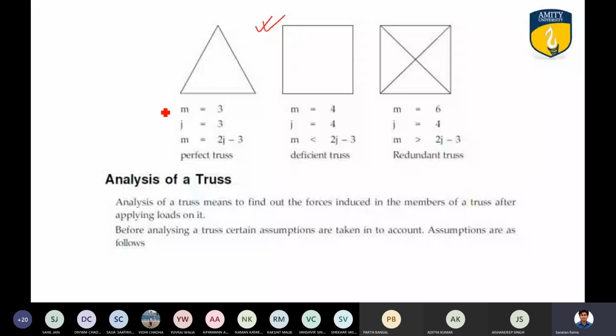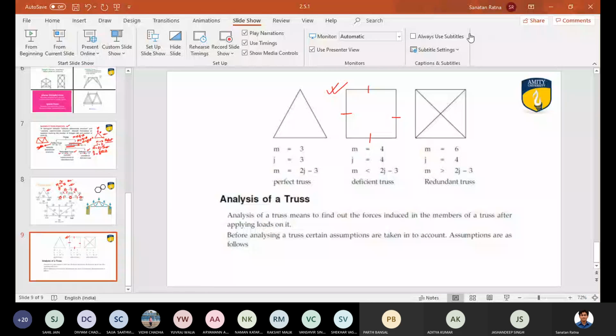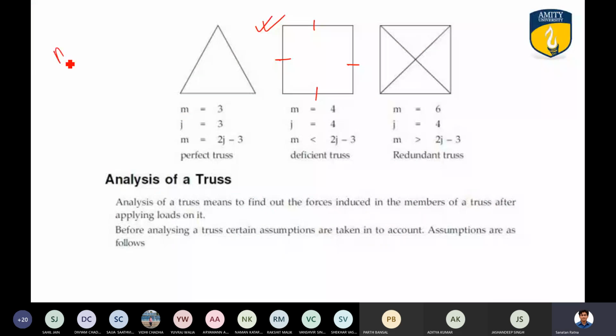Let us find out the number of members and the number of joints. This is member one, member two, member three, member four. So M is 4. Coming to the number of joints, this is joint number 1, joint 2, joint 3 and joint 4. J is equal to 4.